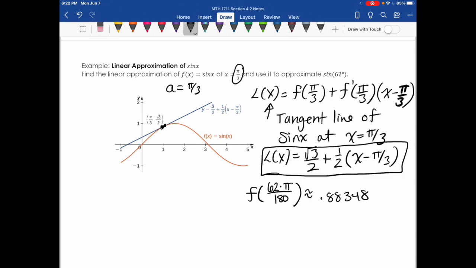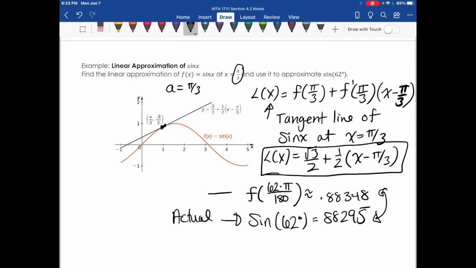Now, if you wanted to see what the actual value is for sine of 62 degrees, we can go to our calculator, make sure we're in degree mode, or you can leave it in radians and plug it in as 62 pi over 180. The actual value of sine of 62 degrees, if we round it to 5 places, is 0.88295. So it's pretty close. So here's the actual value, and here's the approximate value.